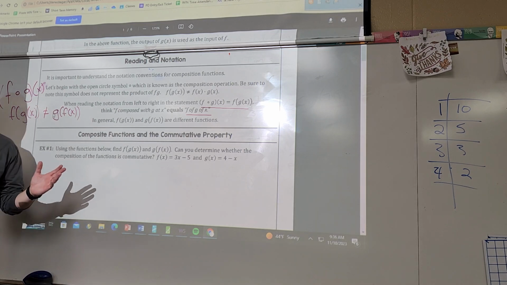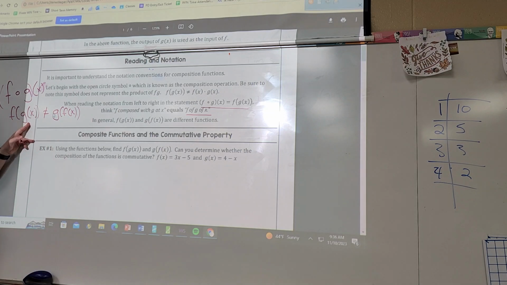Based on our order of operations, if I see something like this, what would you do first? You do your g of x, and whatever you get for an answer, you plug into f of x. Order of operations. This one you do f of x first, and then plug it in for g of x.